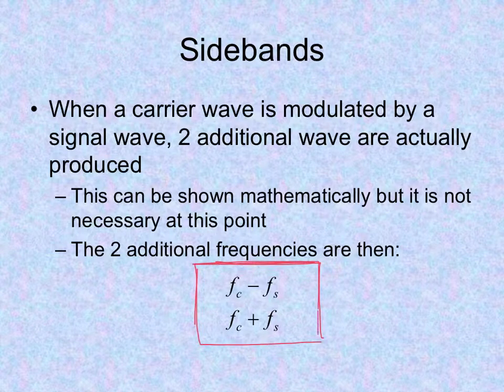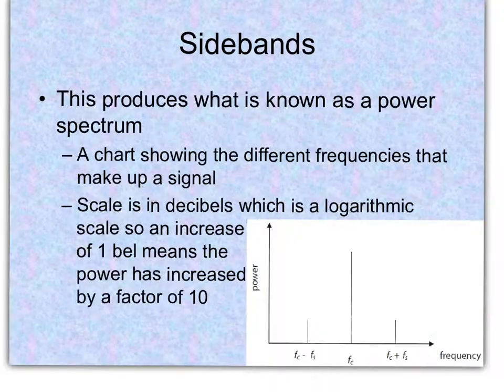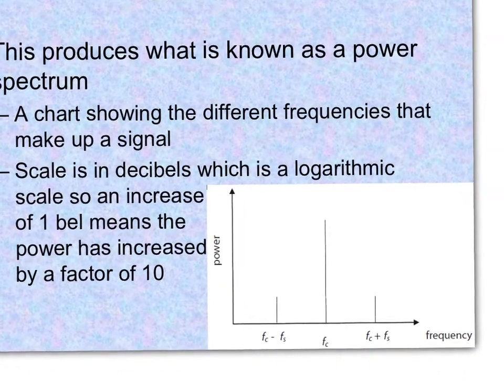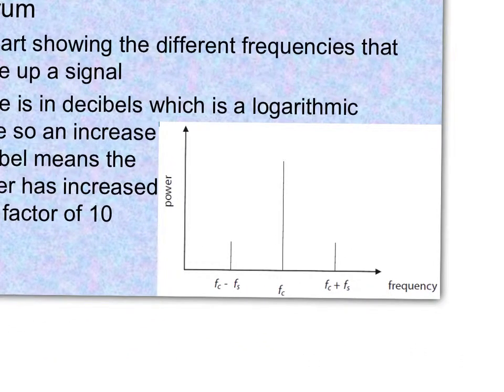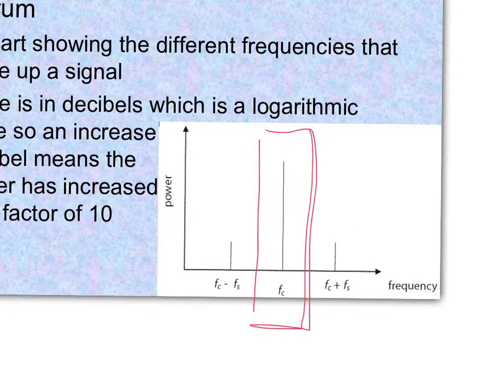It's the frequency of the carrier minus the frequency of the signal wave, or the frequency of the carrier plus the frequency of the signal wave. And so this gives you your sidebands, one at a higher frequency than the carrier and one at a lower frequency. And so you get what we call a power spectrum, and it looks like this. So here you have the frequency of the carrier wave, and then you have a sideband here to the right and a sideband here to the left.